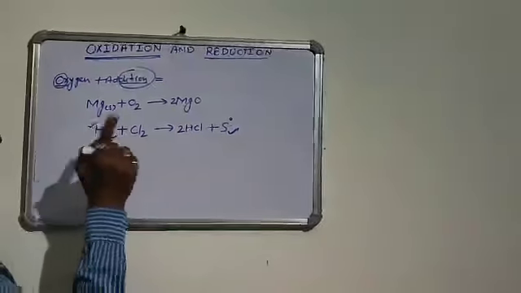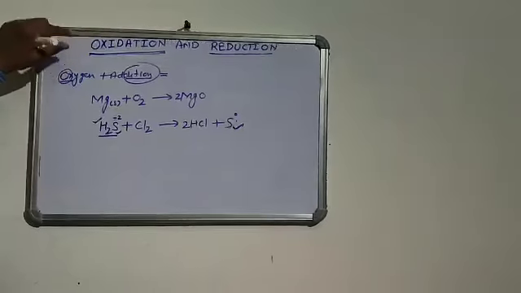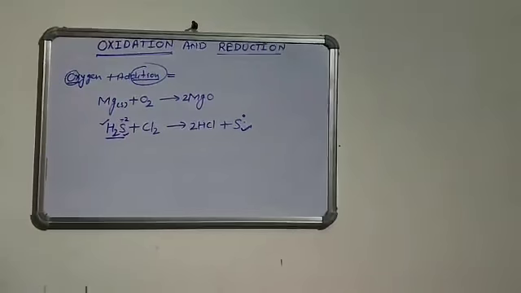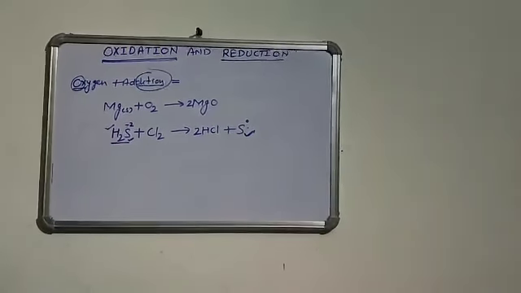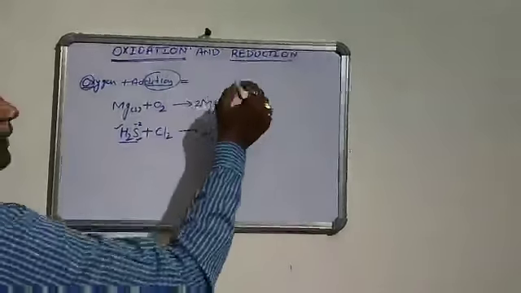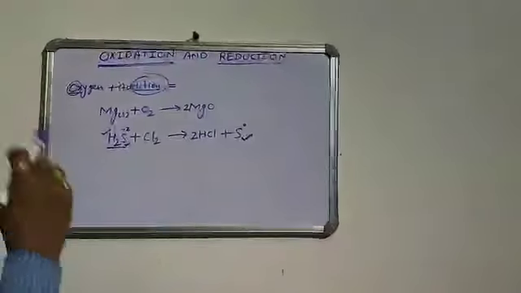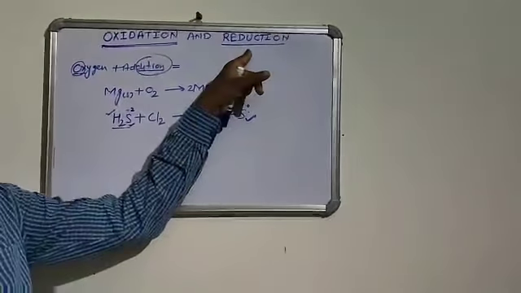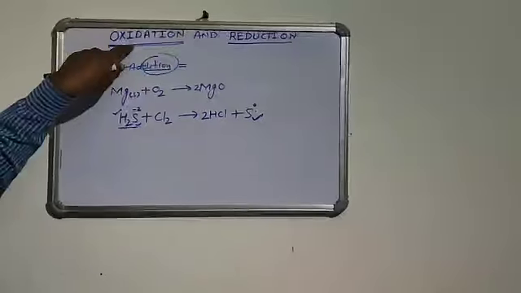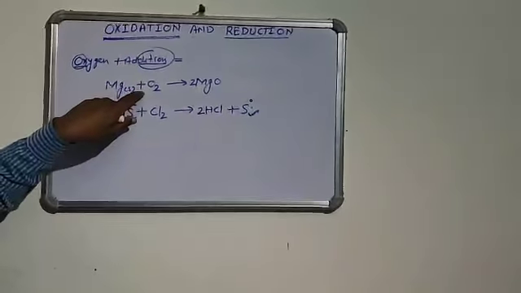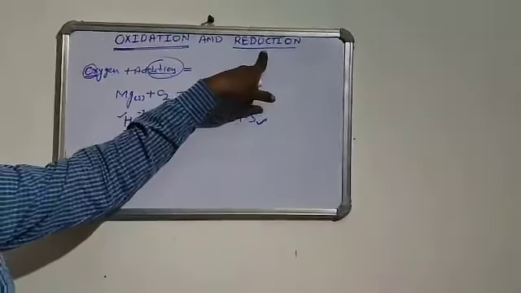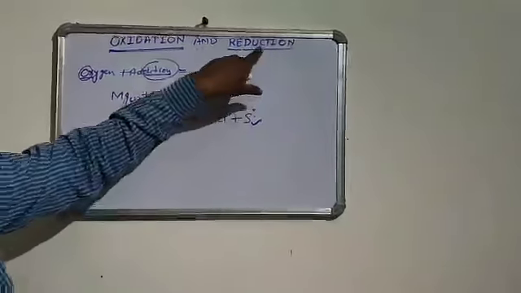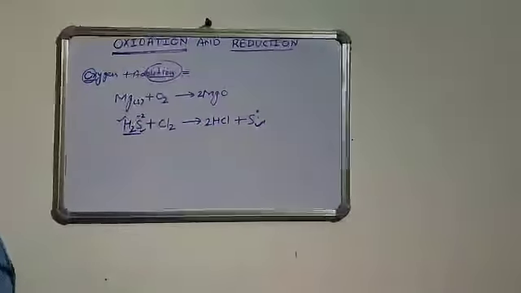Okay, so let me repeat. What is oxidation? Oxidation means addition of oxygen, or removal of hydrogen. And similarly, reduction is just the reverse of the oxidation process. So we can say removal of oxygen is called reduction. Listen carefully. Addition of oxygen is called oxidation. Removal of oxygen is called reduction. Removal of hydrogen is called oxidation, and addition of hydrogen is called reduction.